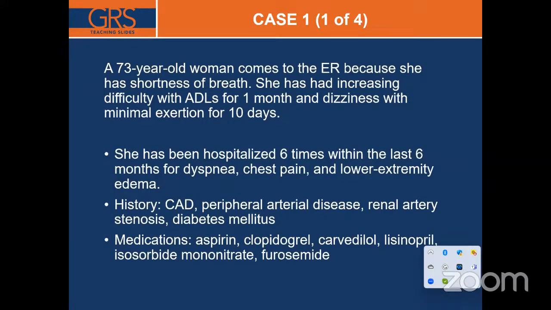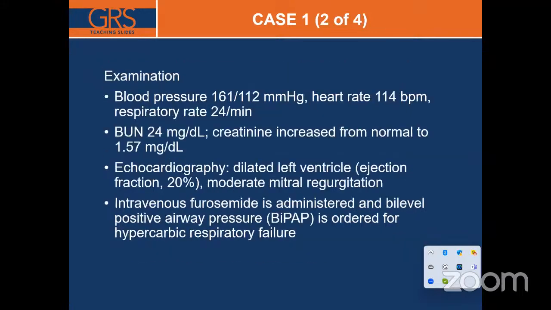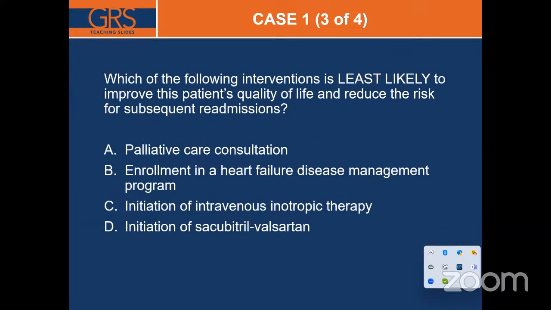She has shortness of breath, dizziness, recurrent hospitalization, history of chronic artery disease, peripheral vascular disease, diabetes. She's on optimum medication to this point. She's hypertensive and tachycardic and tachypneic with minor renal impairment. What do you think, everyone?